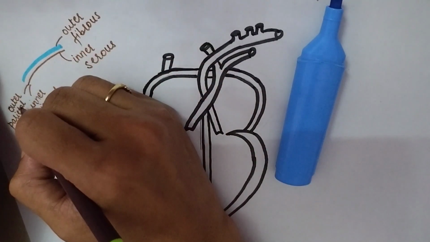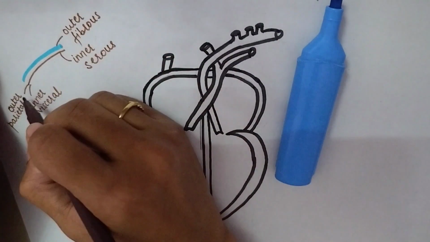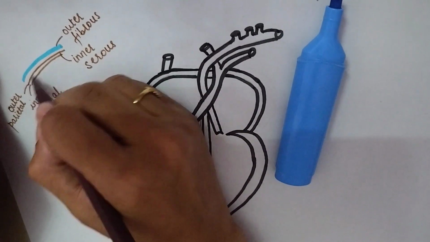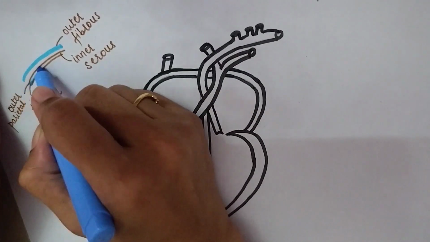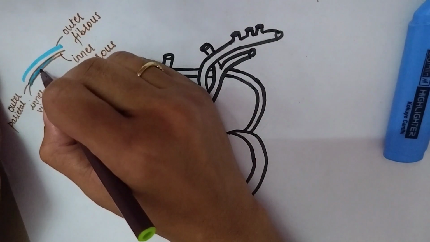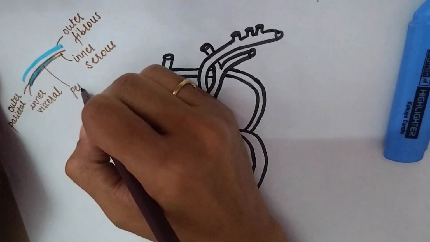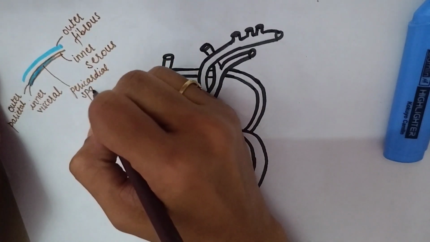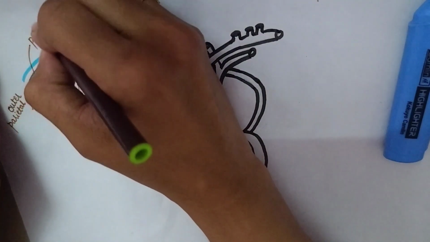The outer parietal layer is in continuity with the outer fibrous pericardium. The space between the outer parietal and inner visceral layer, there is a space, and this space is filled with a fluid. This space between the outer parietal and inner visceral layer is called as the pericardial space. And this pericardial space is filled with pericardial fluid.